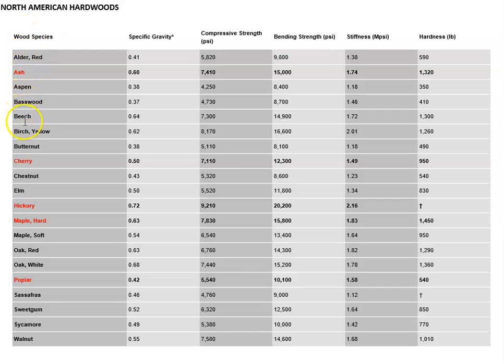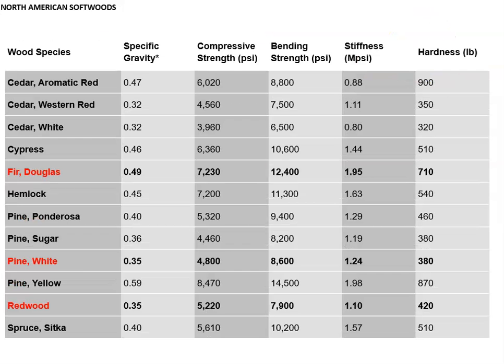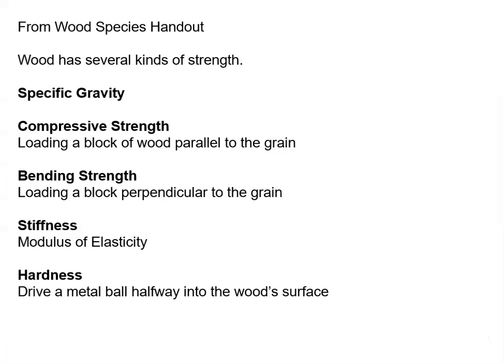So here are the North American hardwoods. Okay, and then they have a specific gravity, compressive strength, bending strength, stiffness, and hardness. And the same for our softwoods. Okay, so I'm going to describe the types of strength first, and then we could circle back to the charts actually. So we'll discuss specific gravity in the next slide.